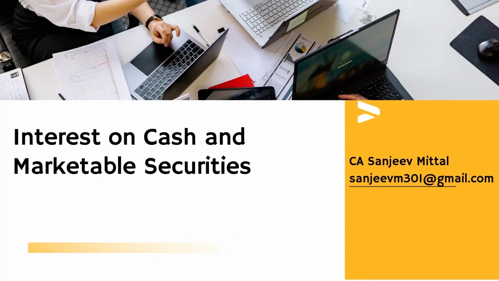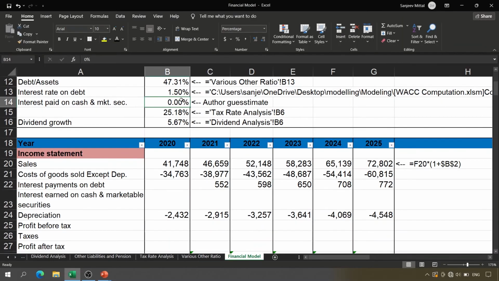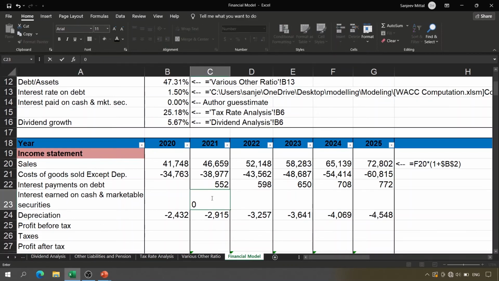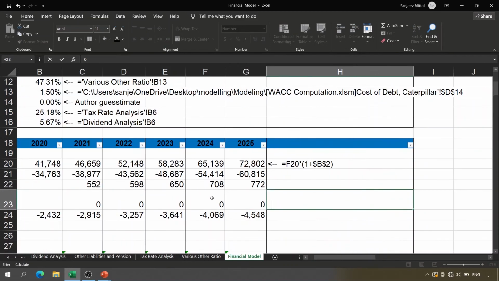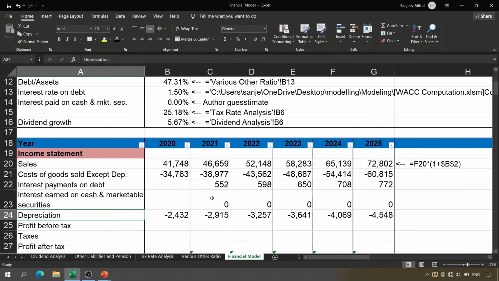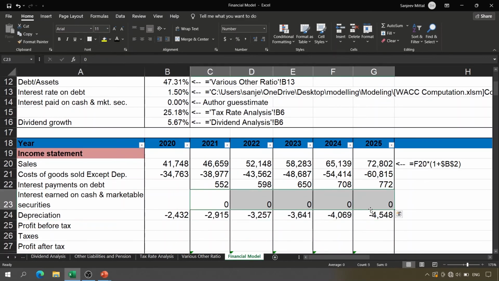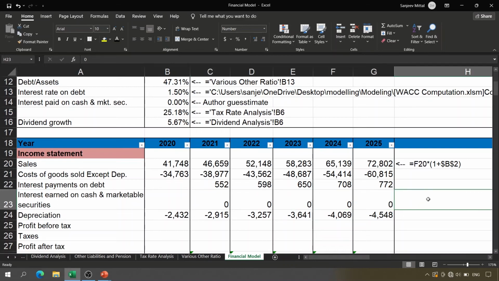Let's try to find out our interest on cash and marketable securities. In our financial model, we have assumed our interest rate as 0%, which means that we are not investing our cash and marketable securities at any place. For that reason, our interest earned on cash and marketable securities I am writing as 0. These numbers may be different based upon your assumption about the company's investment, but for our analysis and assumption purpose, I have taken this number as 0%, which means we are not earning any interest on our cash and marketable securities at the moment.